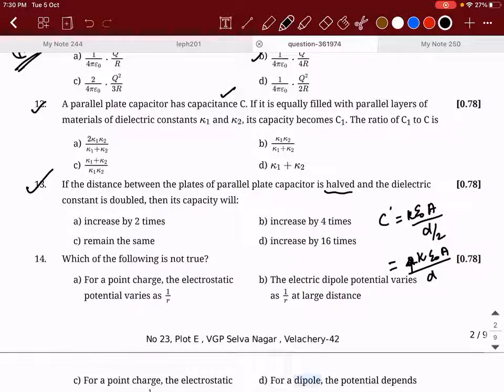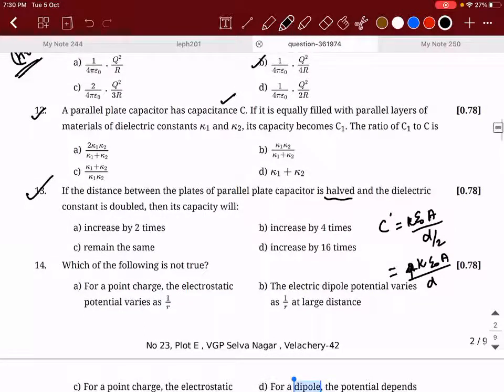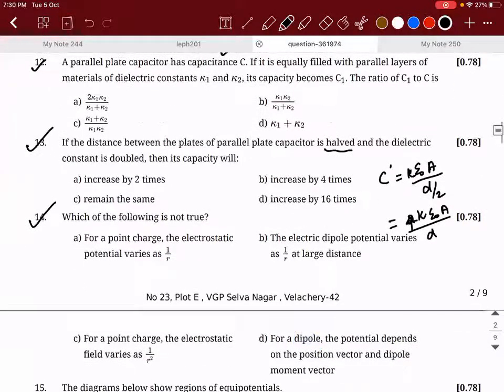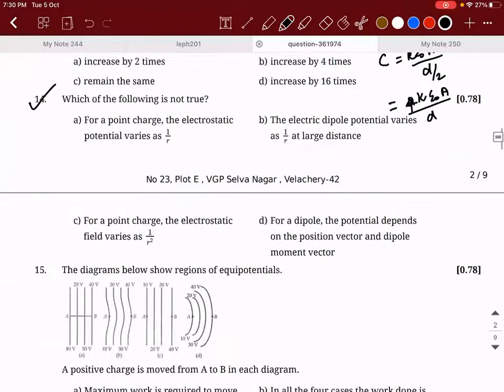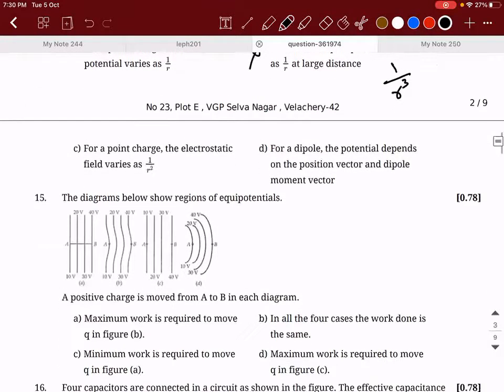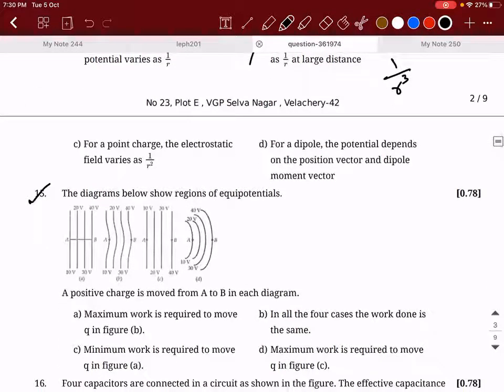Yeah. So which of the following is not true? 14th one. For a point charge, the electrostatic potential varies inversely with respect to R. Correct? That's right. The electric dipole varies as 1 by R at large distance. Correct? No, sir. This is wrong, because it varies as 1 by R cube. That's right.